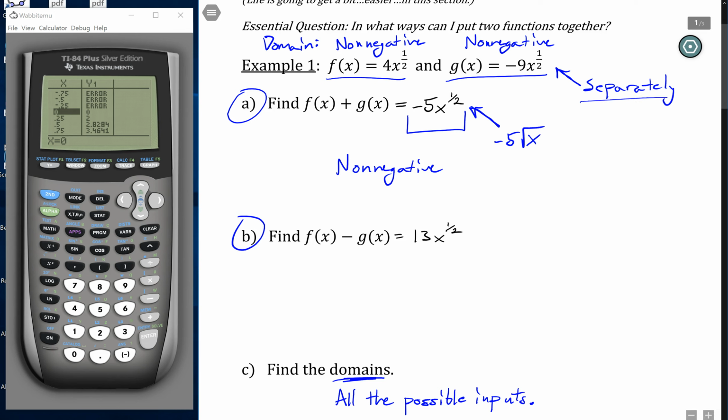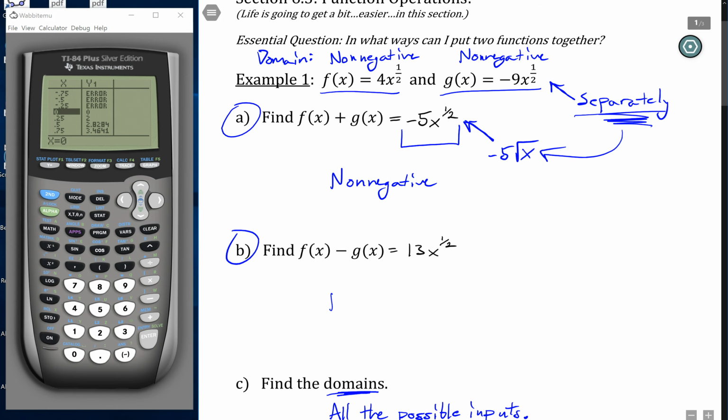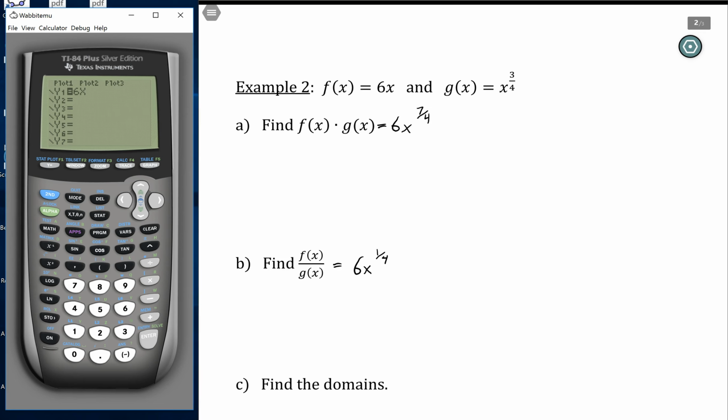So as it turns out, the domain separately also happens to be exactly what we'd get if we looked at the domain of just that function on its own, but it won't always be like that. And just because b is very similar, and because this video is dragging on, I'll say that for b, the domain is also non-negative because f and g are separately non-negative. Also, when I subtract them, I clearly get a square root function, so I need a non-negative domain. All right, let's next take a look at example number 2.